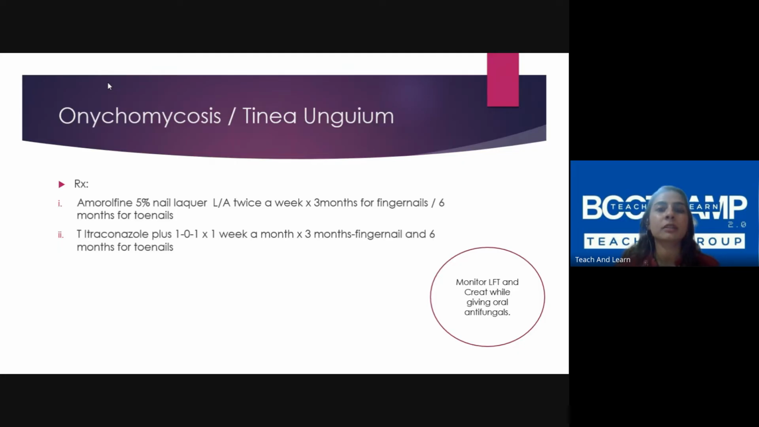So initially it's better to give them the treatment for a month and ask them to come back. Especially if you have to monitor the LFT and creatinine, you have to ask them to come back. Or else also to make sure the patient understood what you have told, and if the patient is comfortable with the treatment, ask them to review back in a month and see how things are, and then give them treatment for another 2 more months and ask them to come and review. That would be the ideal situation. 3 months for fingernails and 6 months for toenails.